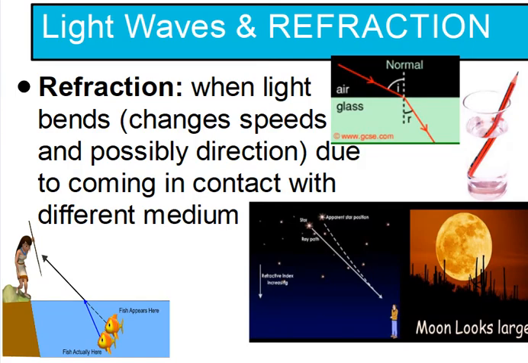Last but not least is refraction. So key idea here, the definition: when light bends, it changes speeds, and when it changes speeds, it really looks odd. It looks like something is broken or bent where it shouldn't be. And so things can get extremely weird looking, and when we do a lab, you're going to see some of these things that are really cool due to refraction.